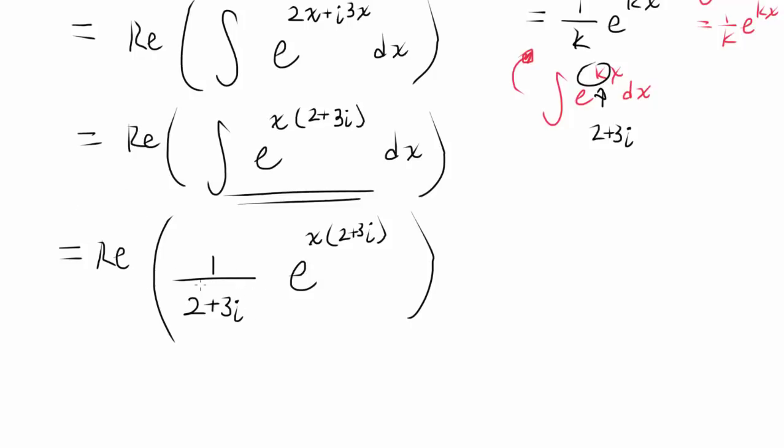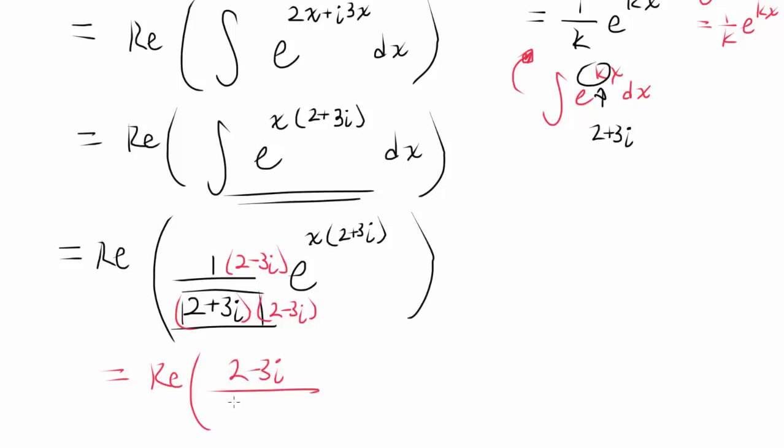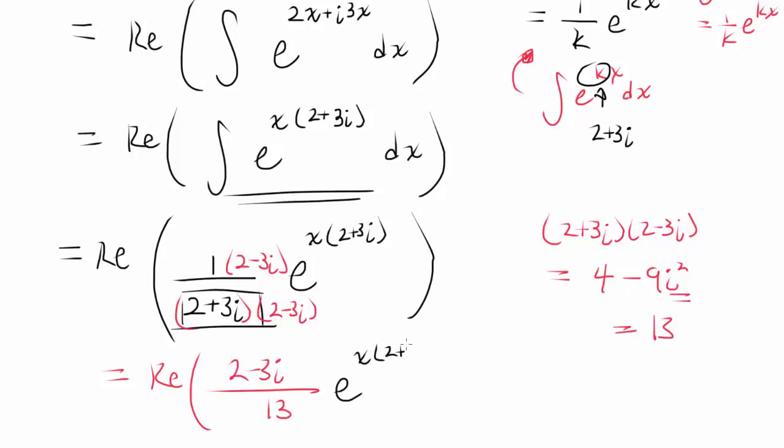And we wish to find the real part of this. And how can we find the real part? Well, we have this complex number dividing the entire thing. To make this easier to work with, let's make the denominator of this fraction real by multiplying by 2 minus 3i, because when we have a complex number in the numerator, it's easier to figure out which part is real and which is not. So we get the real part of (2 minus 3i) over (2 plus 3i) times (2 minus 3i), which is 13, because it's a difference of squares. So 4 minus 9i squared, and i squared is negative 1, so we get 4 plus 9, or 13, down below. And we have e to the x times (2 plus 3i).